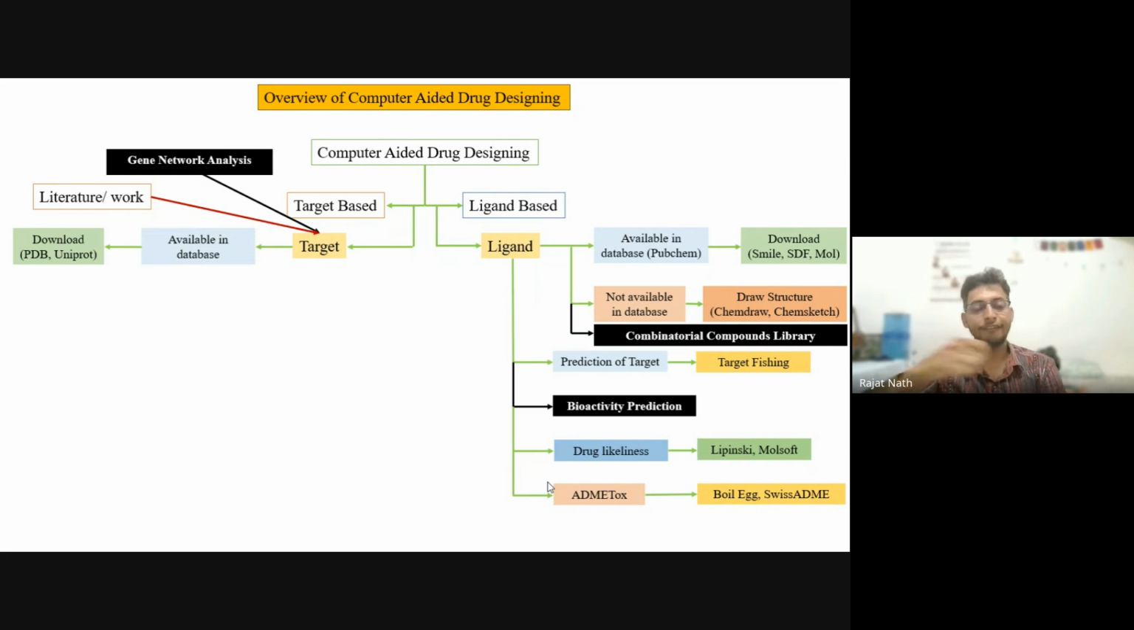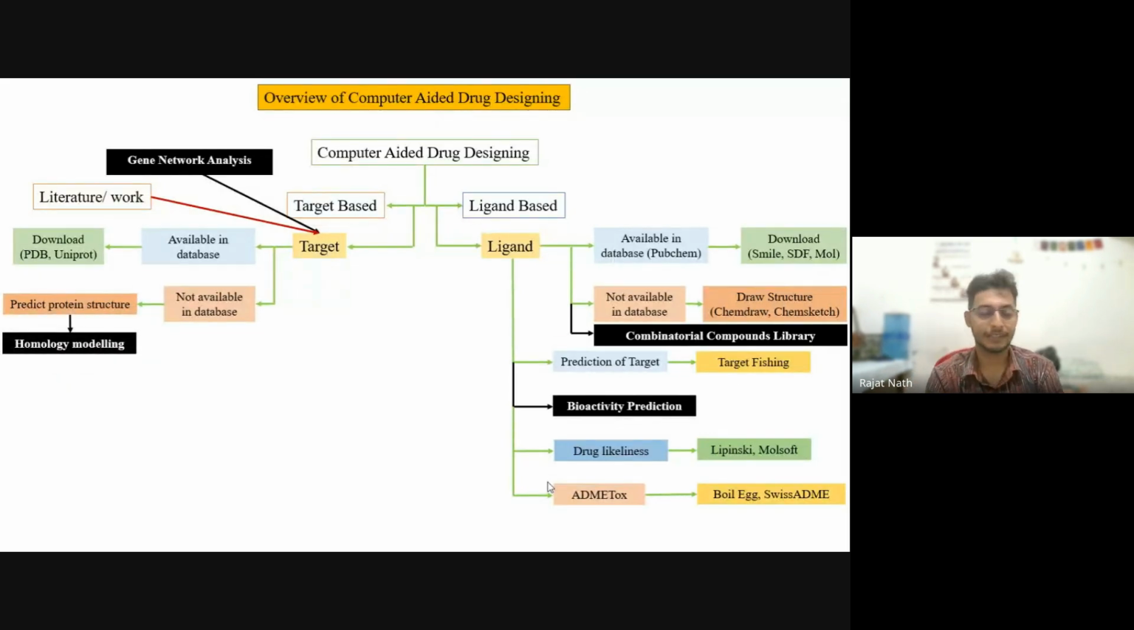And again, if the target protein is available in the databases, then you can download it in PDB format. And if this target protein is not available in the databases, then you have to predict the structure. And this is called homology modeling. So what is basically this prediction of the structure? Because the target is mainly a protein. The target for curing a particular disease is normally a protein structure.